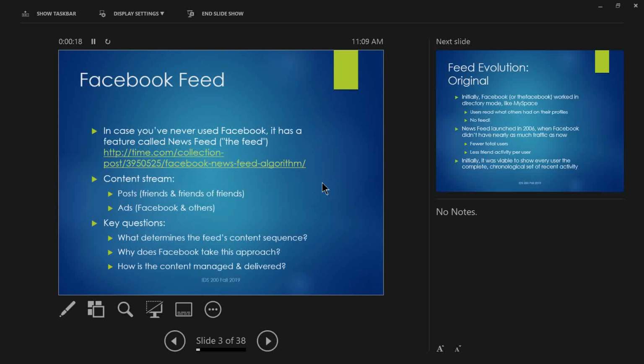What's the distribution? So, key questions. Number one, what determines the feed's content sequence, right? How does Facebook decide this post should appear before this post? Why does Facebook take that approach, right? Well, the end answer is so they can make more money, but the connecting steps are a little bit interesting. And last, the technical details of how the content gets managed and delivered.